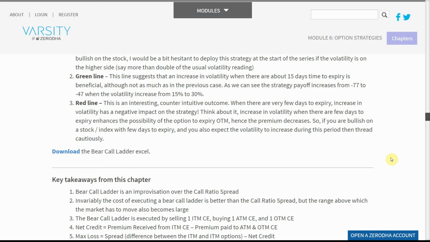Red line. This is an interesting, counterintuitive outcome. When there are very few days to expiry, an increase in volatility has a negative impact on the strategy. Think about it. An increase in volatility when there are few days to expiry enhances the possibility of the option expiring OTM. Hence the premium decreases. So, if you are bullish on a stock or index with few days to expiry, and you also expect the volatility to increase during this period, then tread cautiously.